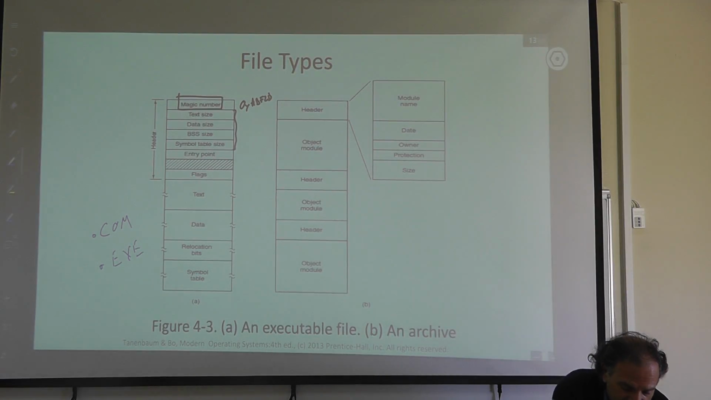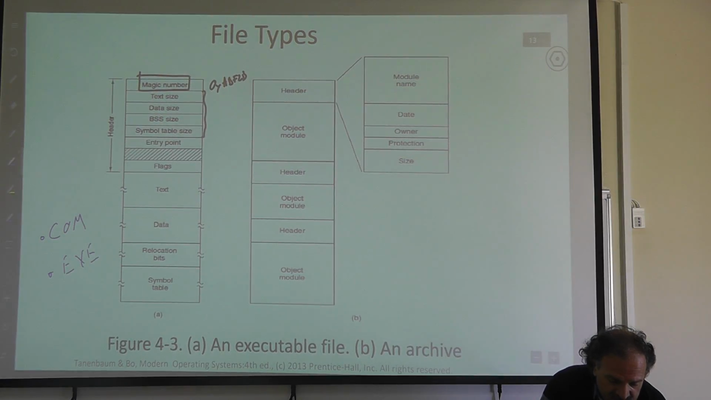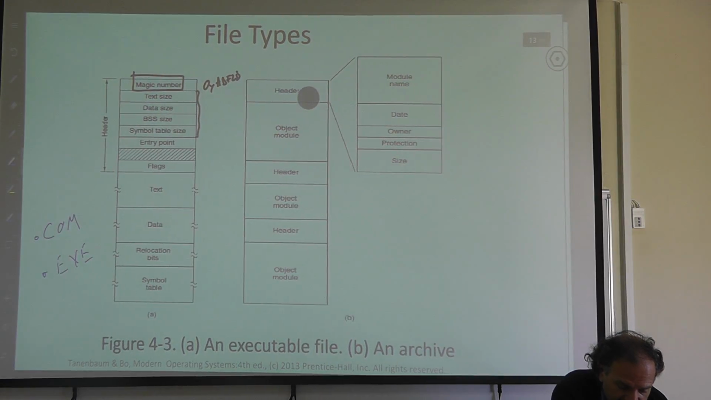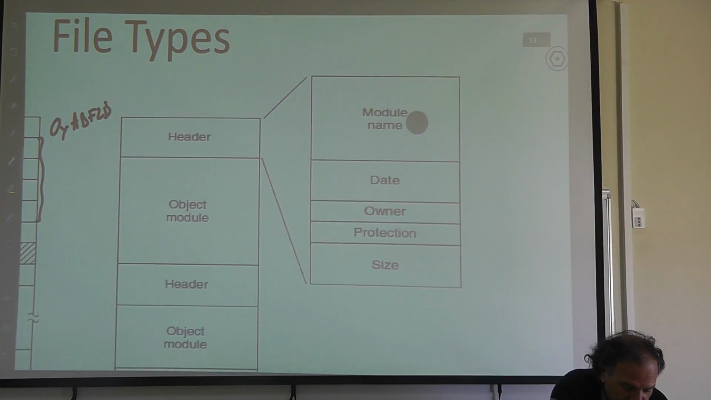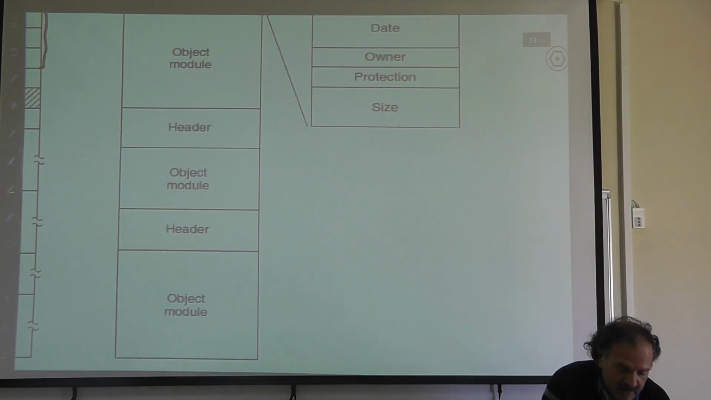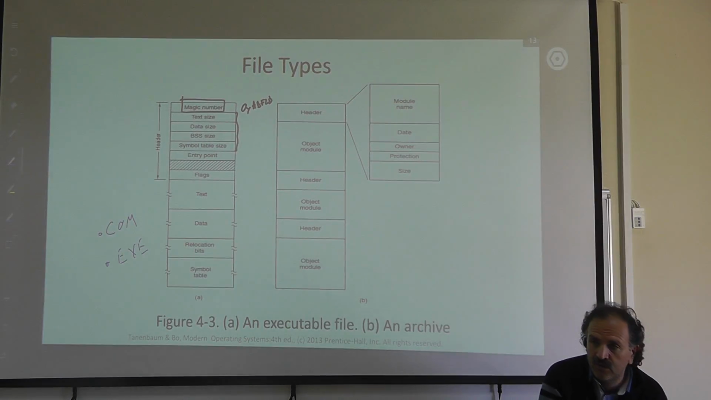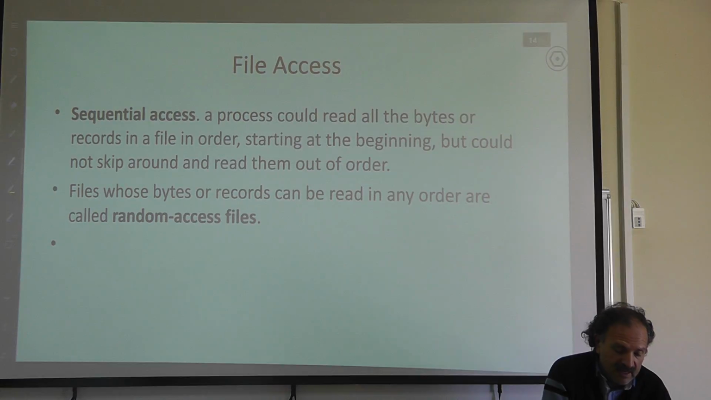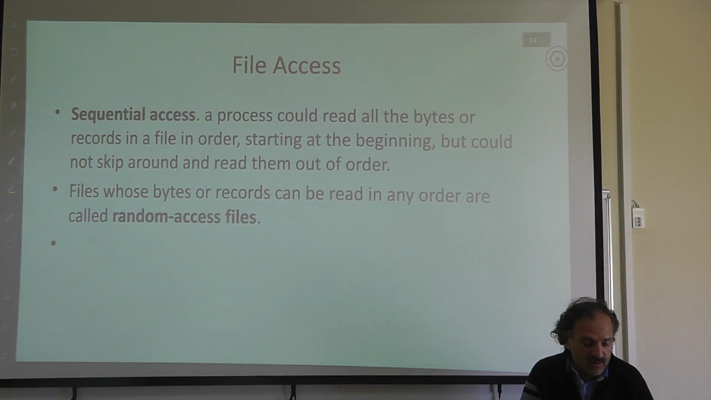Another one, an archive file from a Unix operating system again. In the header, I have the archive model name, the date, the owner, the protection and the size, and these are the archives, whatever you are trying to archive. So two very simple file types, and we have access modes for each file.